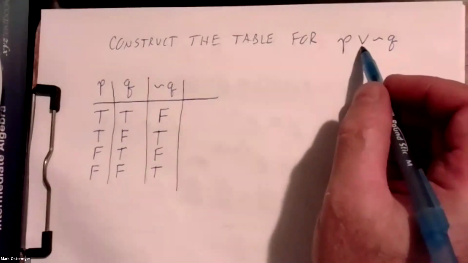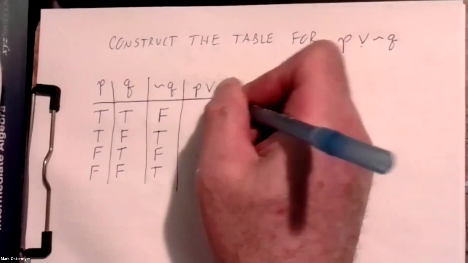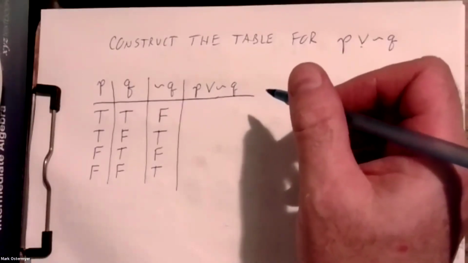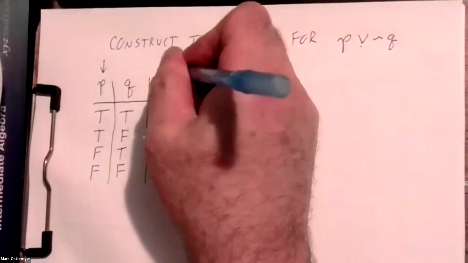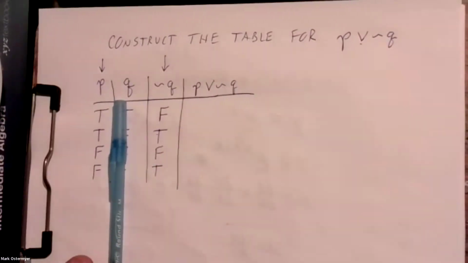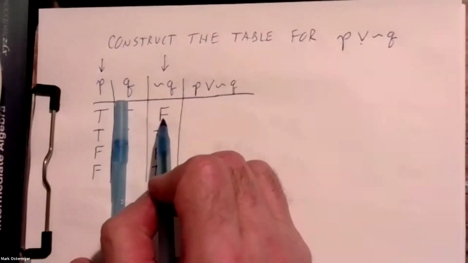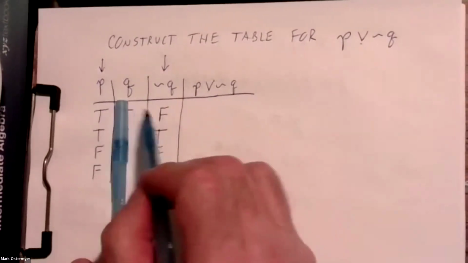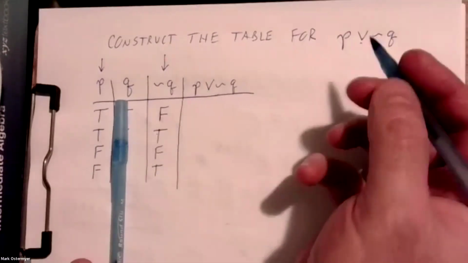Now I'm ready for the disjunction. So this column is going to deal with the disjunction. To fill out its truth values, this last column is going to rely on the P column and also the not Q column. We don't care about the Q column here. So, true or false? How does the disjunction work? Do you remember its truth table? True or false is going to be true.